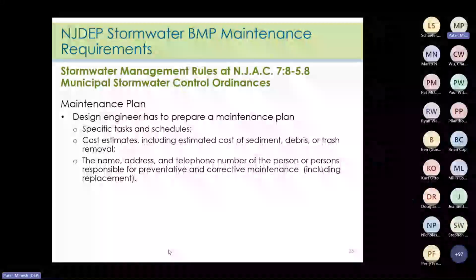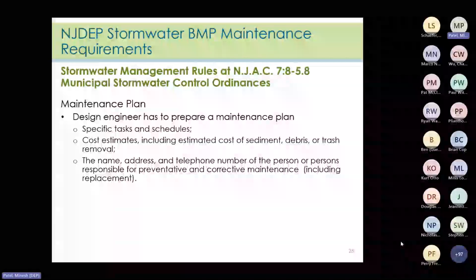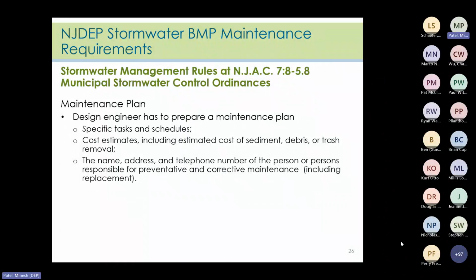The rules specify the maintenance plan must include details for the design shown on the construction plans, a list of tasks and the schedule for performing them, plus the cost estimates; those are required. The name and contact information for the responsible party must be clearly shown. This person or party must perform both types of maintenance. So let's review what falls under preventative versus corrective maintenance.